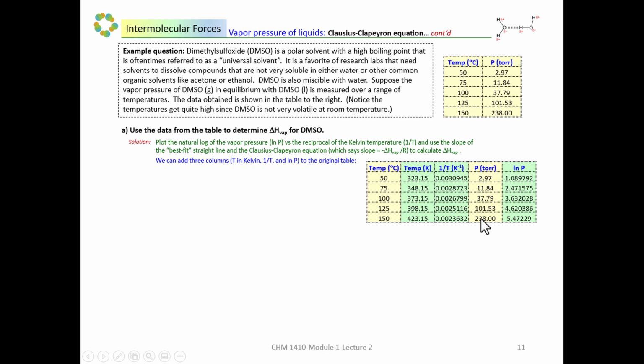And we realize that in order to make the Clausius-Clapeyron equation work and plot the data correctly, ln of P versus 1 over T, we need to change the degrees C to Kelvin, and then we need to take the reciprocal of those Kelvin temperatures, and we'll take the vapor pressures and take the natural log of each of these vapor pressures. And you'll notice that I've been a little generous with significant figures here.